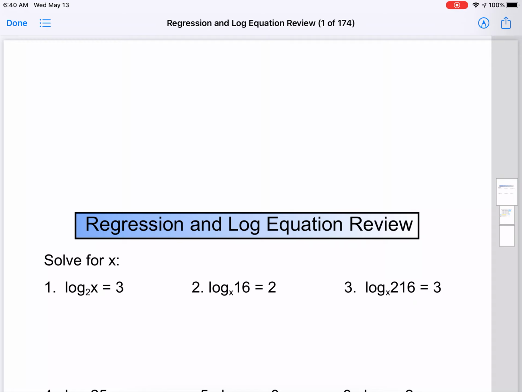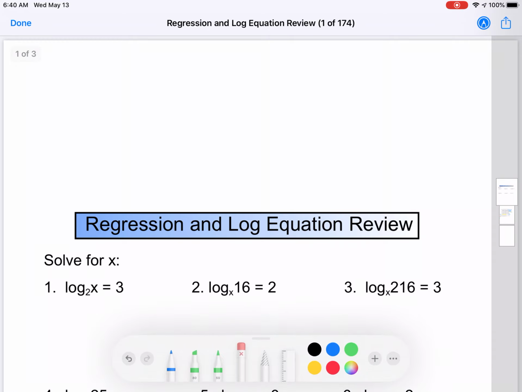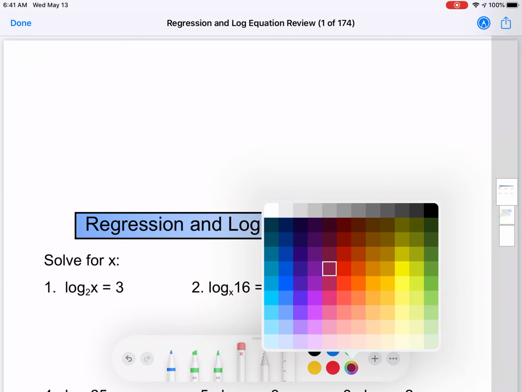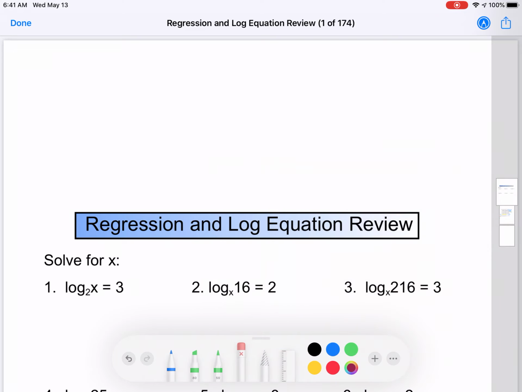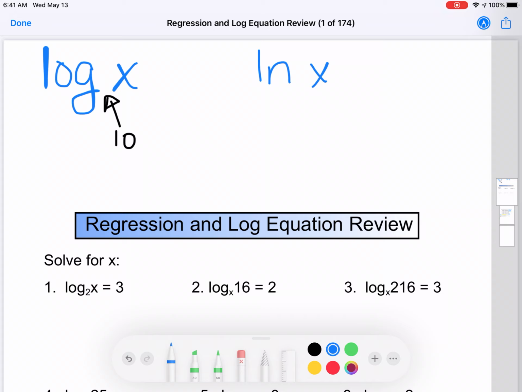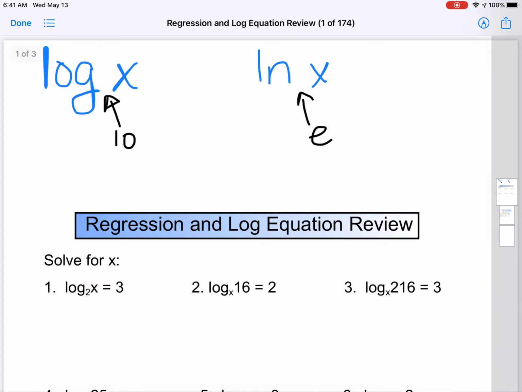Okay, so before we begin, I just want to remind you of two things. One is, if I just have log x and there is no base there, remember this is called the common log, and there's really a base of 10. And if we have ln x, which is the natural log, the base is always e. Okay, so we'll need that today.